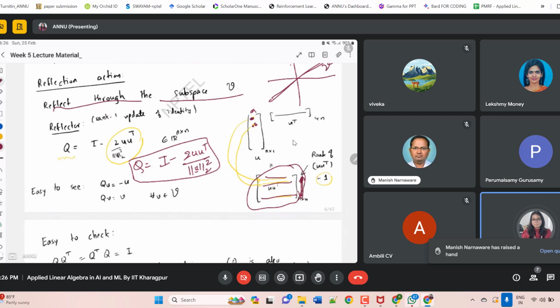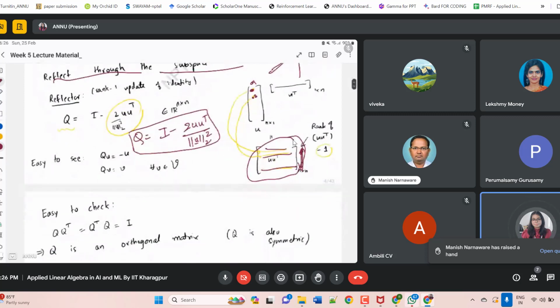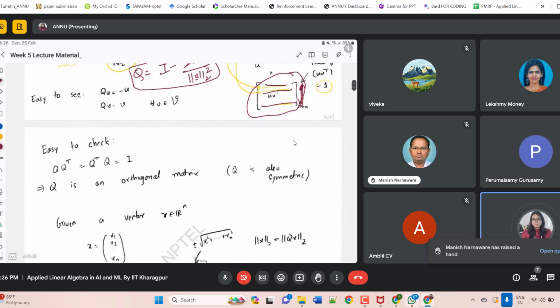That is very strange. The reflector has rank equal to 1. I hope it's clear. So this is a rank 1 update. This is all about the reflector matrix, and that reflector matrix is nothing but an orthogonal matrix following this property. And in the last part of this lecture we will also see the condition number being equal to 1, which is the best possible thing.